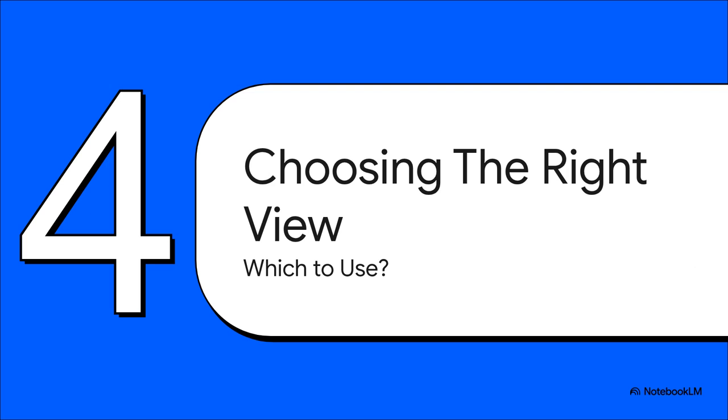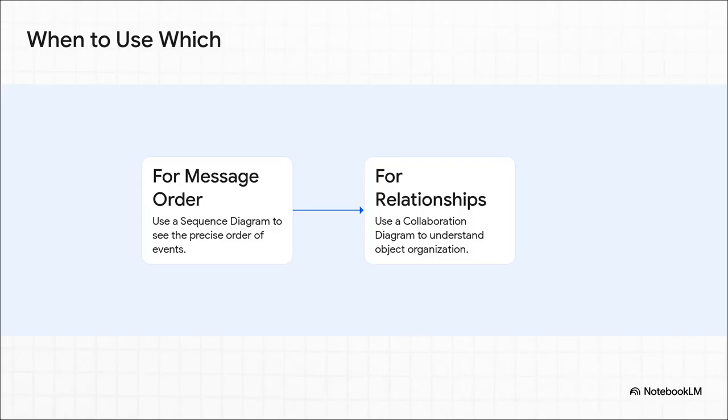So, knowing all this, how do you actually choose the right view for the job? When should you reach for the timeline, and when is the map the better tool to use? It really just boils down to this simple choice. If your number one goal is to understand and show the exact order that messages are sent, the timeline view of a sequence diagram is going to be your best friend. But if you're more focused on understanding how all the objects are linked together and organized, then the map view of a collaboration diagram is the way to go.